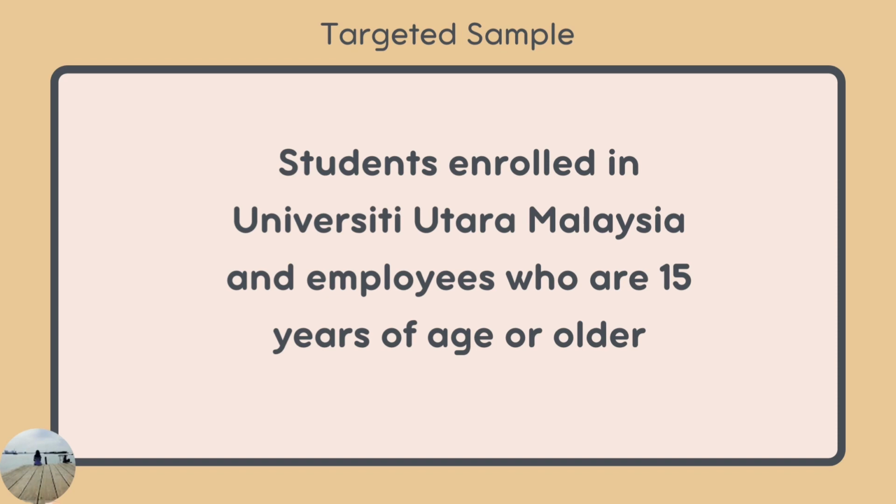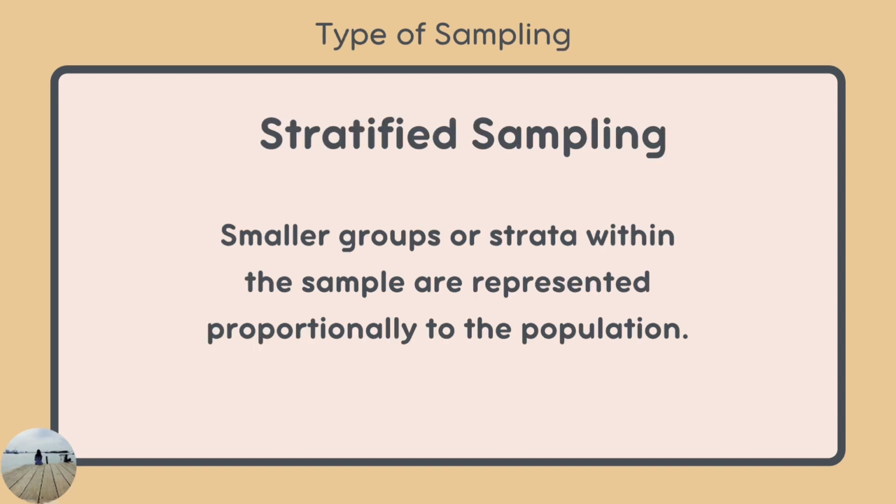Our targeted sample are students who are enrolled in Universiti Utara Malaysia (UUM) and employees who are 15 years of age or older. The type of sampling in our project is stratified sampling. Stratified sampling means that smaller groups or strata within the sample are represented proportionally to the population.